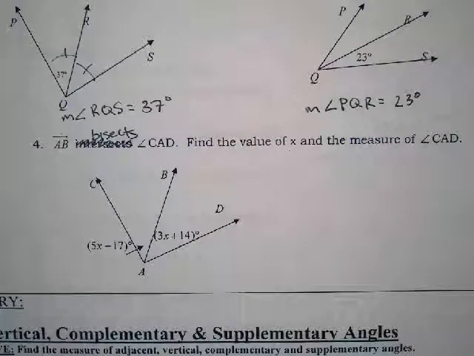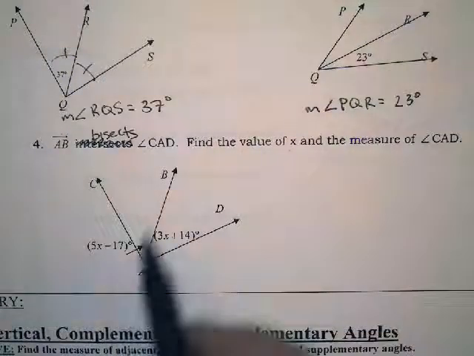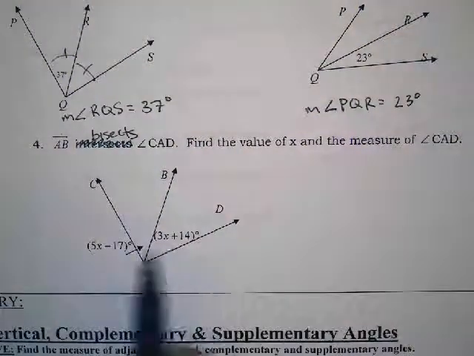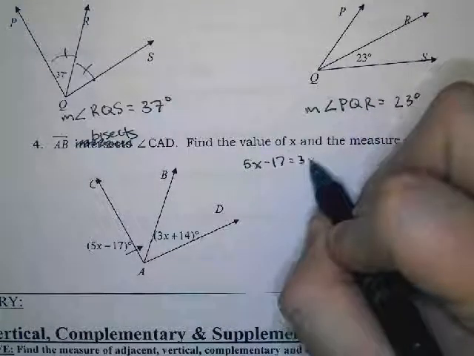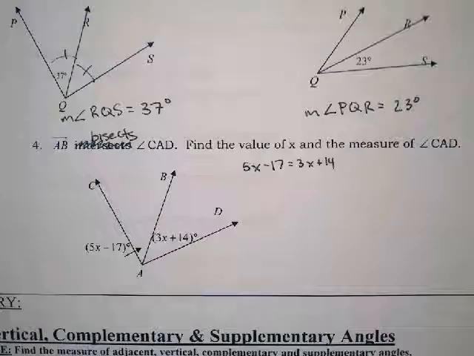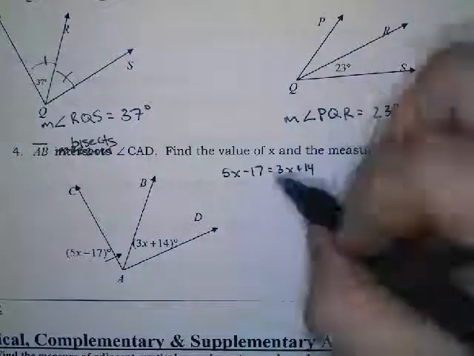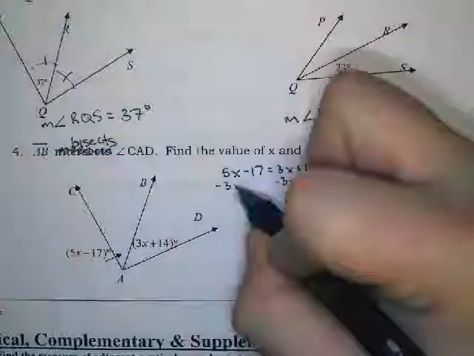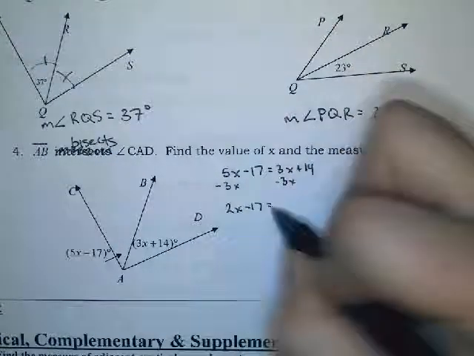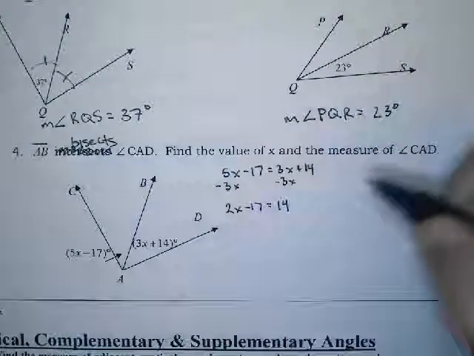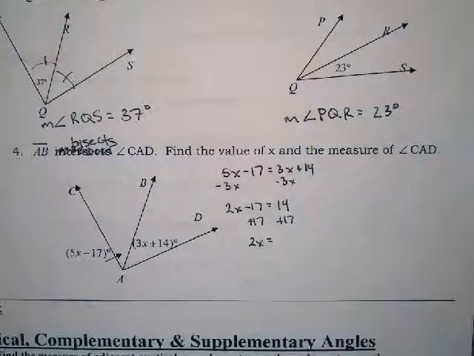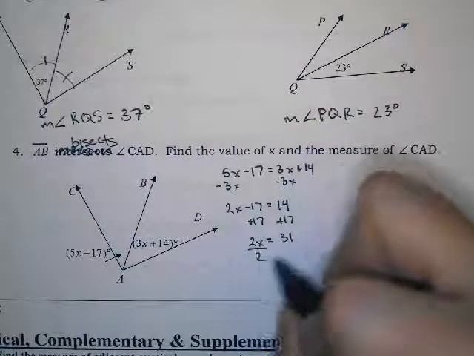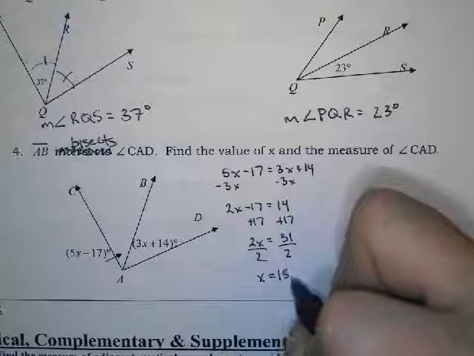Okay, so hopefully you tried this on your own. Well, we can say that since AB bisects, we can say that these two are equal. So we'll use that idea to help us solve for X. So we'll set them equal, and now we'll solve. I'll subtract 3x from both sides. So I have 2x minus 17 is equal to 14. I'll add 17 to both sides. I'll have 2x is equal to 31. Divide both sides by 2, and we have x is equal to 15.5.